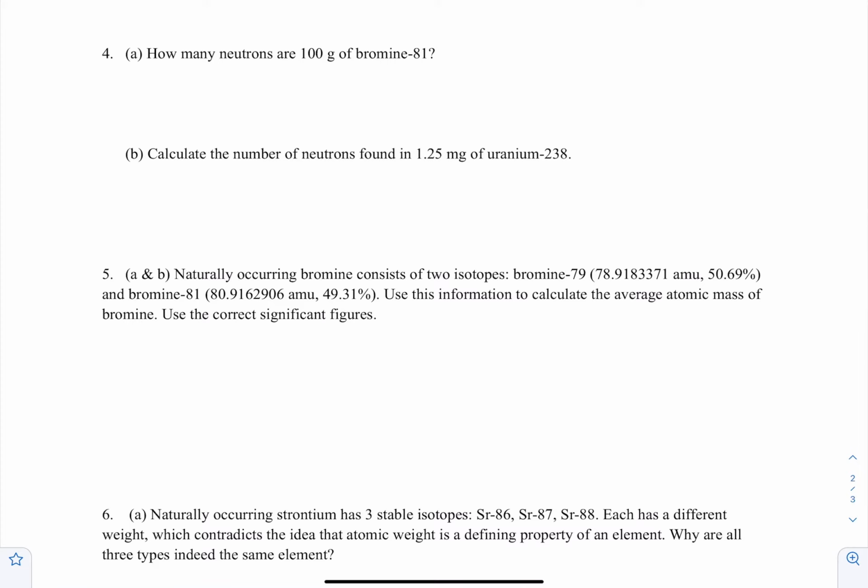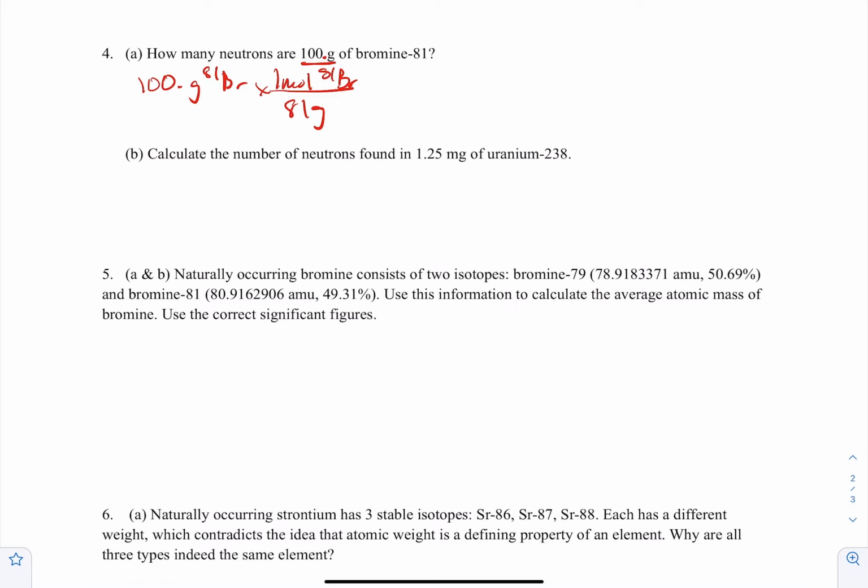How many neutrons are in 100 grams of bromine-81? All right, so here's our starting value. Let's say there's a decimal here just to say that there's exactly 100 grams, and that'll give us 3 sig figs, okay? So let's say bromine-81. I know that there should be 81 grams, right? That's the weight of bromine-81 for every 1 mole of bromine-81. So that's the unit conversion that you want to use there.